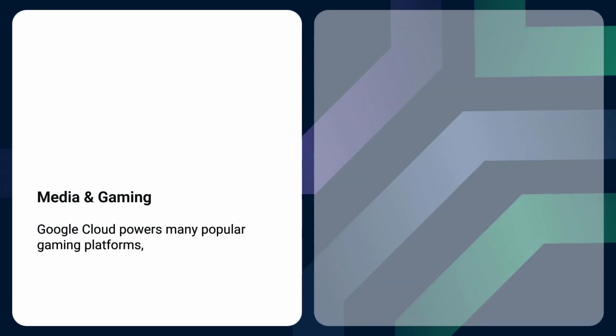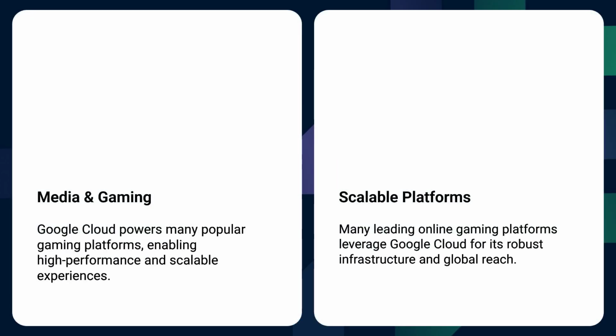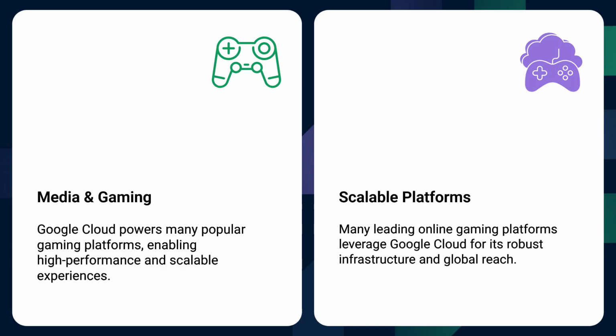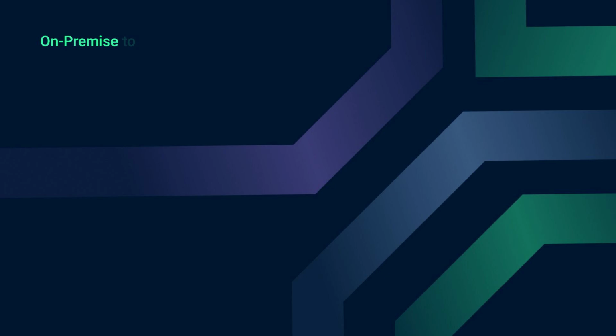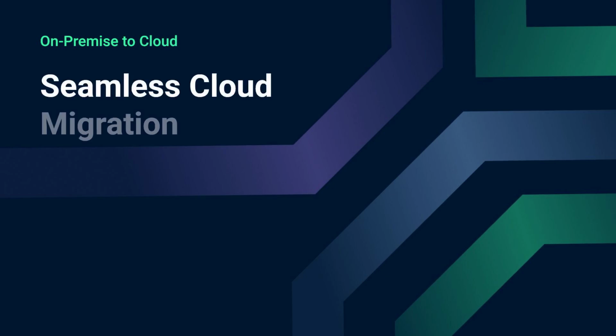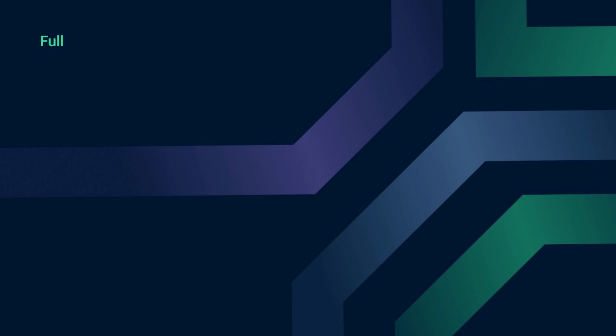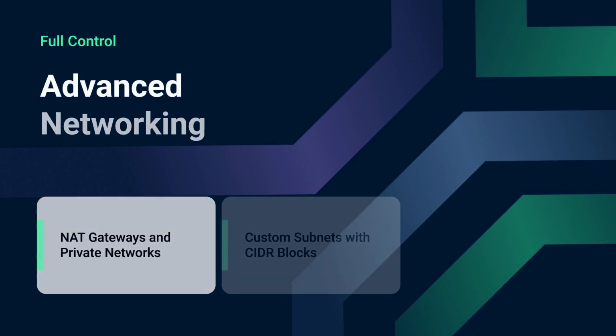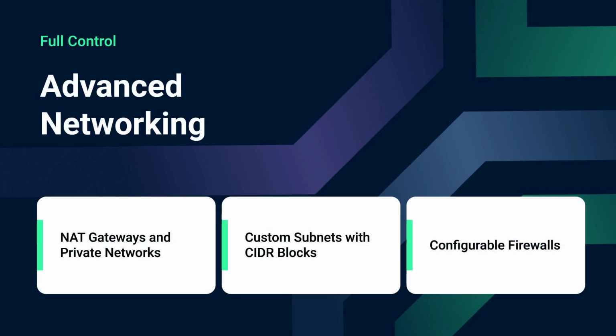It can be used for media and gaming. Google Cloud Services run a lot of the popular gaming platforms that you see on the internet these days. Migration tools and migration services are available for when you want to move your on-premise physical resources or data into Google Cloud. You have full control of your networking capabilities. That would include NAT gateways. That would include creating your own private networks, your own subnets, your own CIDR ranges, firewalls.